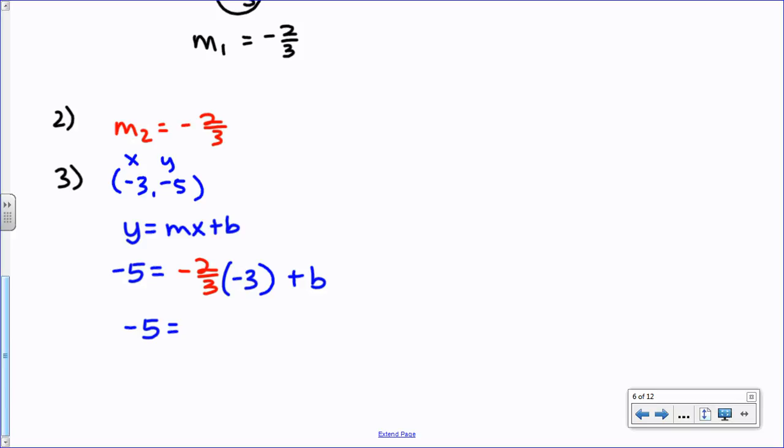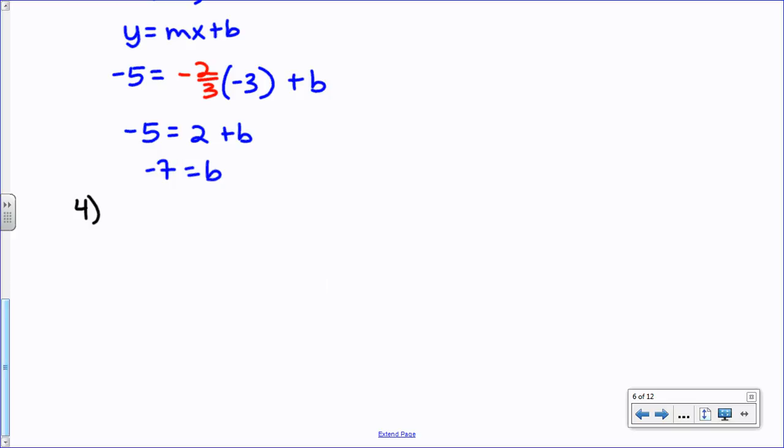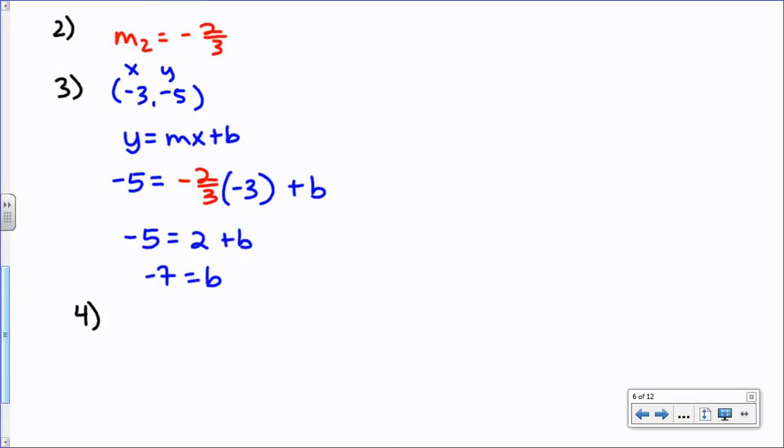Negative 2/3 times negative 3 is positive 2. Subtract 2, so I get negative 7 equals b. And our fourth and final step is to write it in slope-intercept form. So y equals negative 2/3 x minus 7.